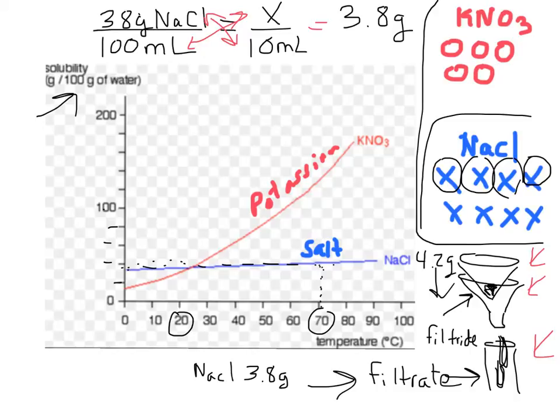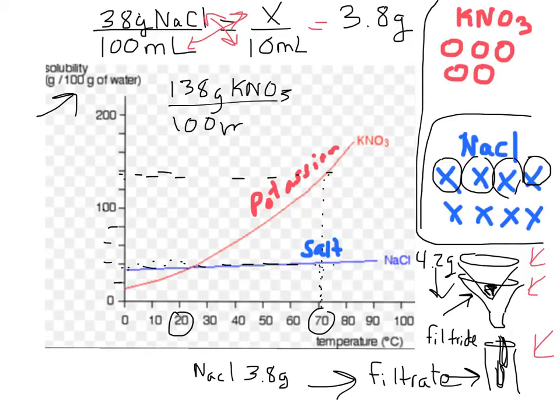What about the KNO3? Well, we have to go up to 70 degrees and see how much KNO3, or potassium nitrate, dissolves. If you do that, you'll find that it's roughly 138 grams of KNO3 that will dissolve in 100 milliliters of water. Same thing, we're going to cross multiply, and when we do that, you'll find that 13.8 grams can dissolve in the 10 milliliters that we have.